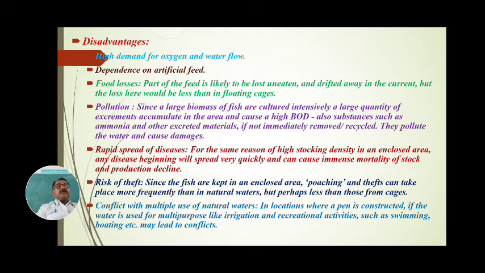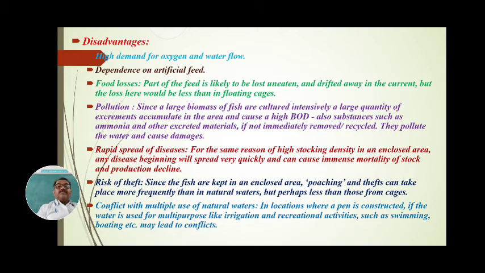Rapid spread of diseases. When a large number of fishes are enclosed and stocked in a small area, due to the low oxygen level and the high artificial food supply, rapid spread of diseases occurs. For the same reason of high stocking density in an enclosed area, any disease beginning will spread very rapidly, and can cause immense mortality of the stock and decline the production of the fish. Hence, rapid spread of disease is a disadvantage of pen culture.